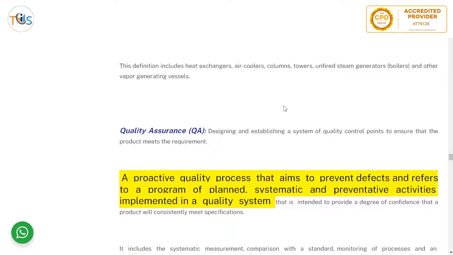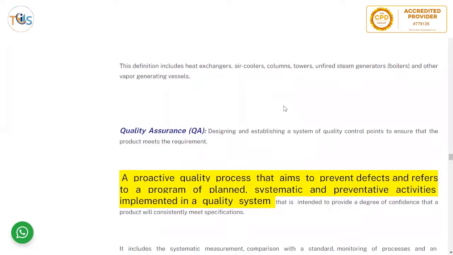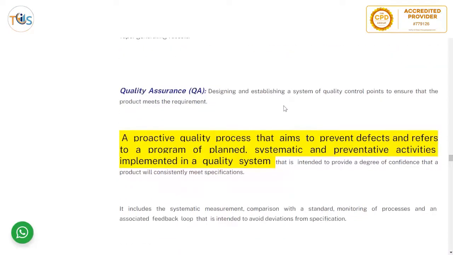Pressure vessel: any vessel with a specified amount of internal or external pressure above 15 psi. This definition includes heat exchangers, air coolers, columns, towers, steam generators, and other vapor generating vessels.